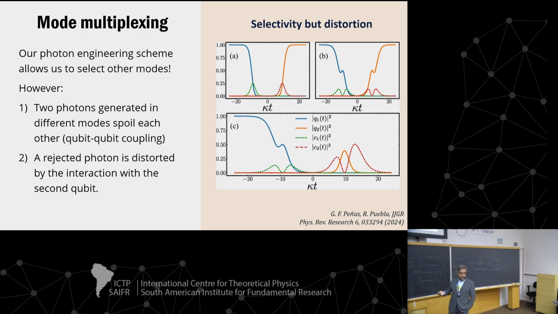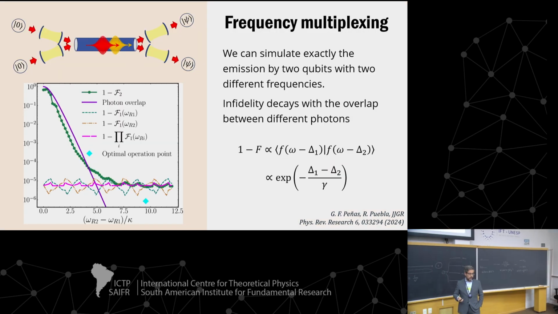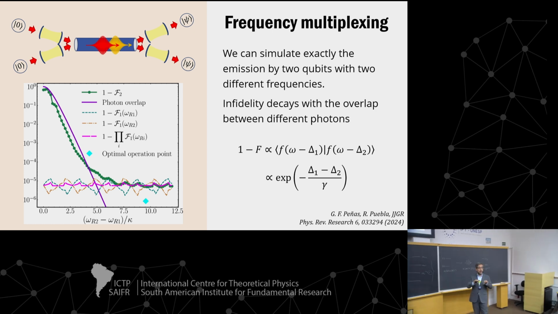But we can do frequency multiplexing, which is the other option. We simply put two cavities connected to the same cable, but let them have different frequencies. And here, it happens more or less what you would expect. The quality of the transfer depends on how distinguishable the photons that you create are. If the photons have a fixed shape, like a hyperbolic secant, but they are shifted in frequency, you can compute their overlap. And this overlap is going to be proportional to the infidelity of the state transfer.